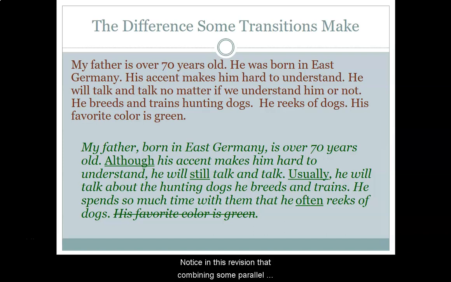Notice in this revision that combining some parallel ideas and using transitional words makes a world of difference. You may notice that I cut out the sentence about my father's favorite color. Here is why. I found myself trying to make a transition into this sentence for about 15 minutes. Then I started thinking how important that sentence was to my paragraph. Ultimately, I decided that the information was not important to the paragraph. You might have to make similar decisions as you look to connect the sentences in a choppy paragraph. Don't be afraid to cut something if, upon second consideration, it doesn't fit.